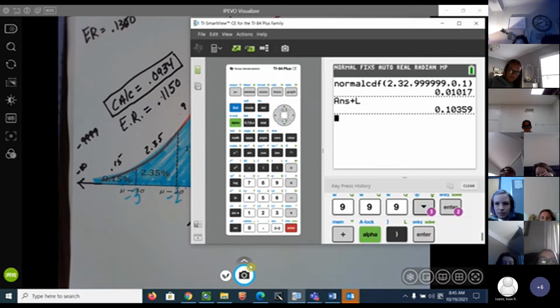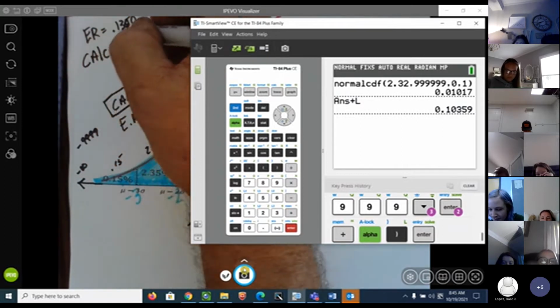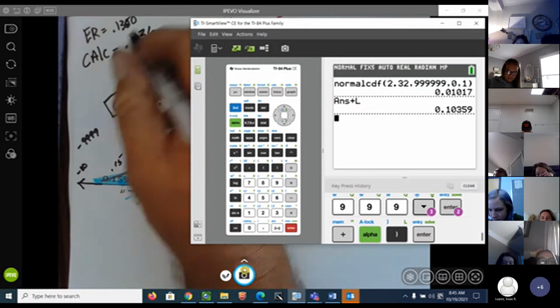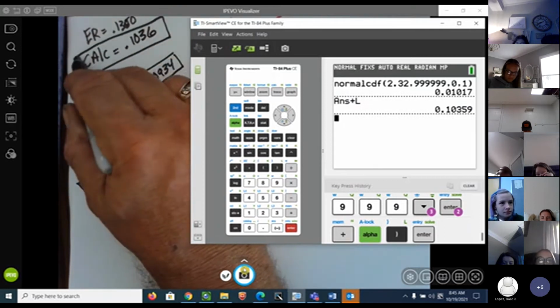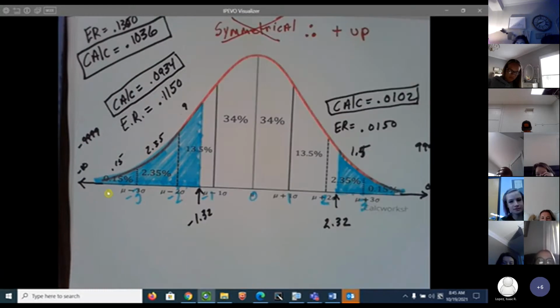And the total is 0.1036. Calculator equals 0.1036. And you may say, well, Hubert, you were way off with the empirical rule. The closer you get to the tails, the more off you're going to be, because it's just so small. And there is the example. With the empirical rule, I got 13, and it came out to be almost, well, 10. So that's your answer, 0.1036.